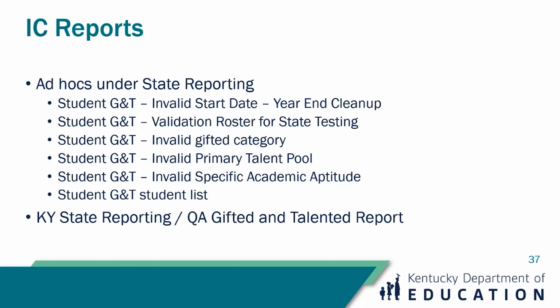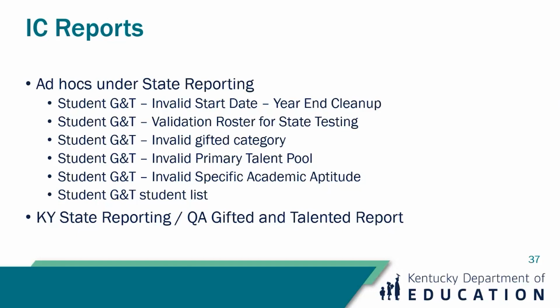Here are some reports that you're going to need to have access to. There are several state published ad hocs that you'll need access to, especially at the end of the year for cleanup. So there are several ad hocs. There's a student G&T invalid start date. There's validation roster for state testing, invalid gifted category, invalid primary talent pool, invalid specific academic aptitude.